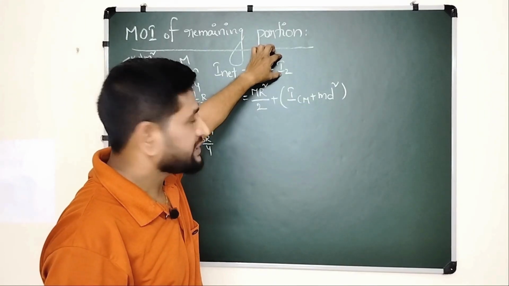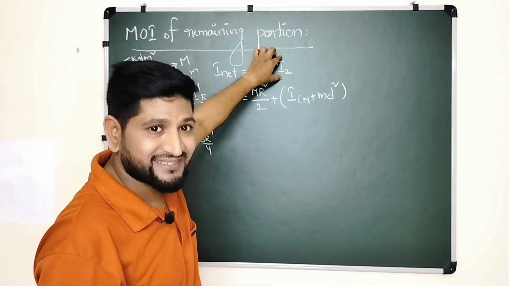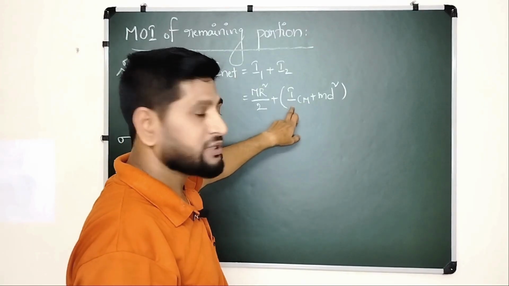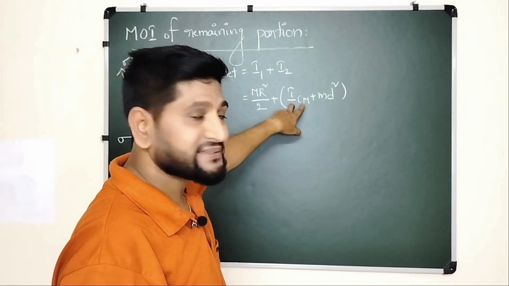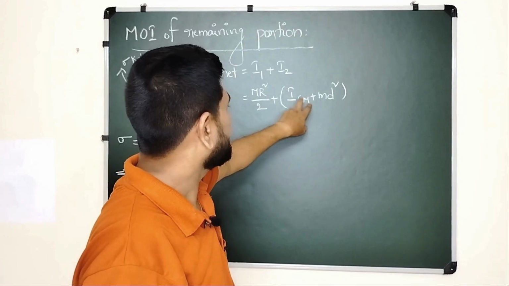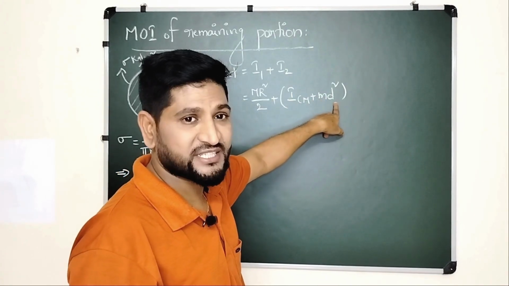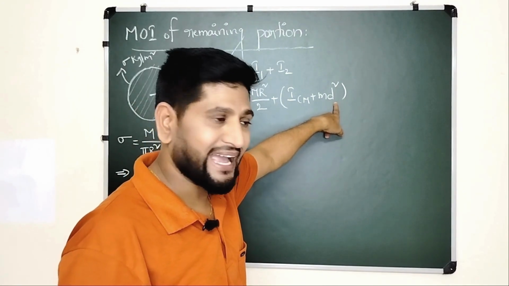So the moment of inertia about an arbitrary axis is equal to the moment of inertia about a parallel axis passing through the center of mass plus the product of the mass and the square of the distance between the two parallel axes.